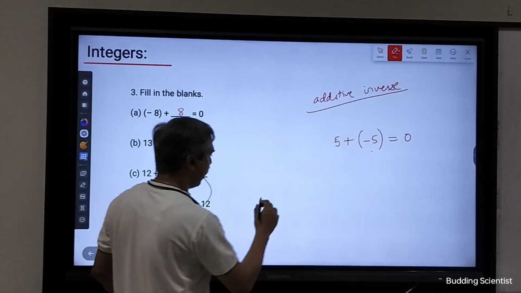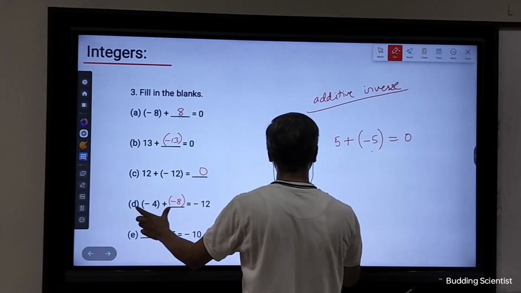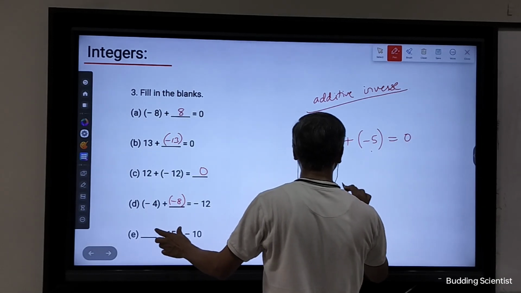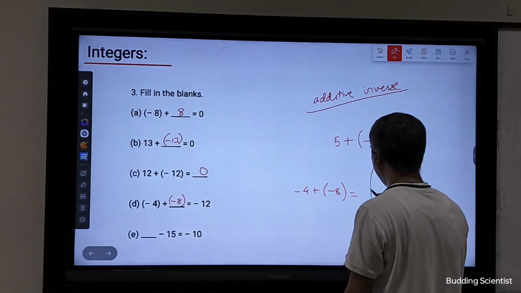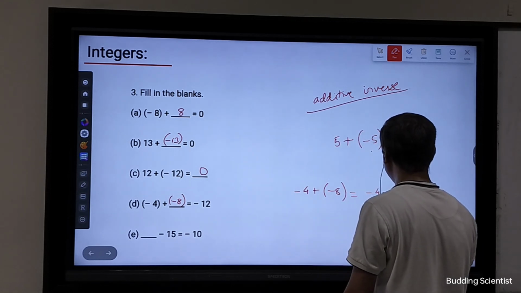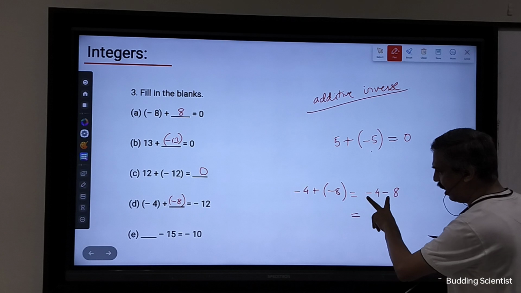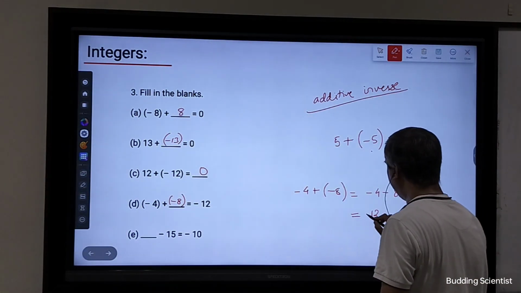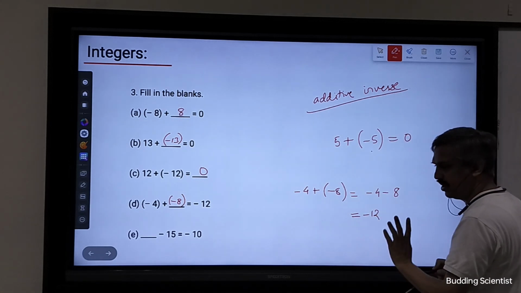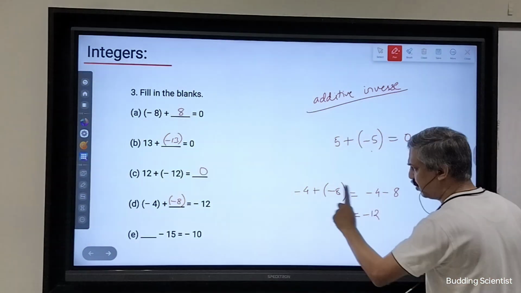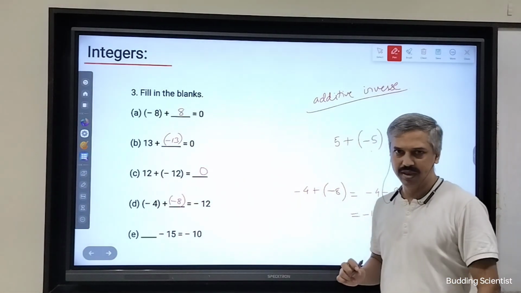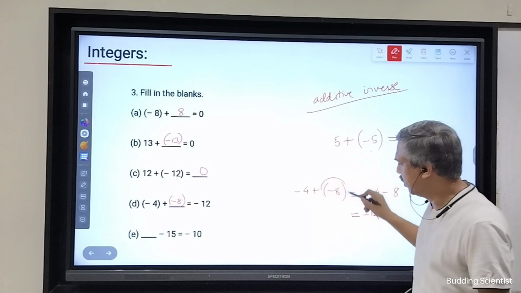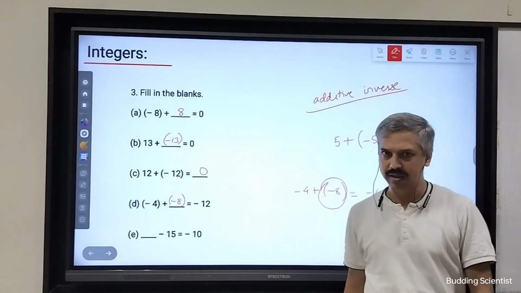Because the only way it can happen is, I'll solve the left hand side now. Minus 4 plus minus 8 shall be equal to minus 4 minus 8. And when both have the same sign, you just add the two numbers, 4 plus 8, 12, and continue the sign. The sign is kept as it is. So that is when the answer of minus 12 shall come. So we get minus 4 plus minus 8. So the answer should be minus 8 here.